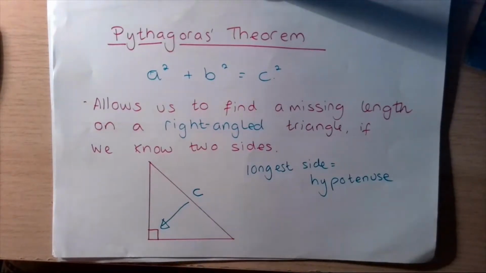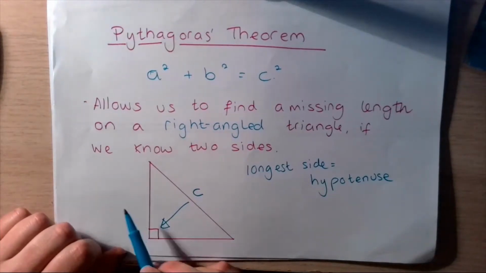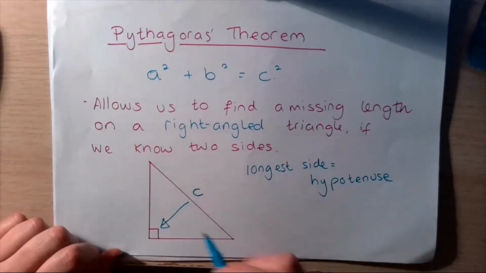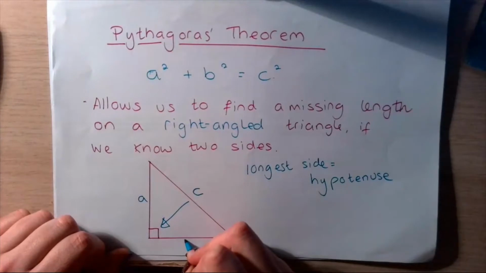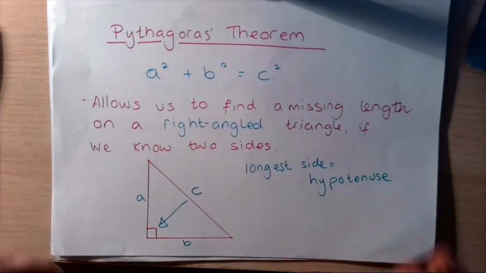So c is the longest side and it's opposite the right angle, the hypotenuse. Now a and b are the other two sides. It doesn't really matter which way around they go. We could have a and b, or b and a. It doesn't matter. As long as c is here, the other two can go either way around. Okay, that's your important one. So there are your notes.